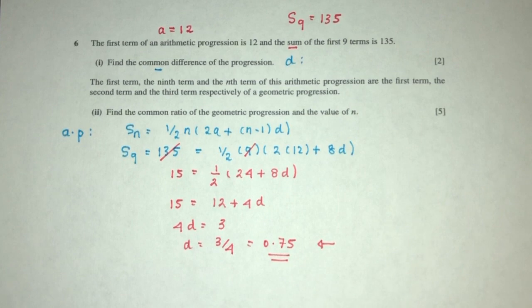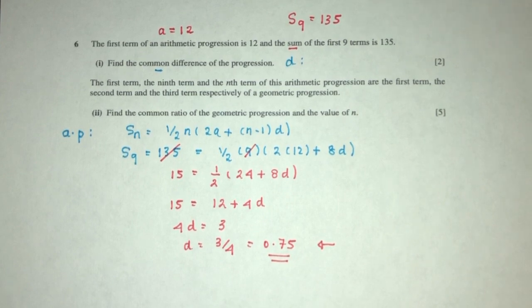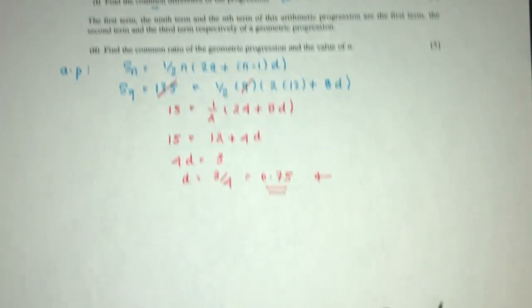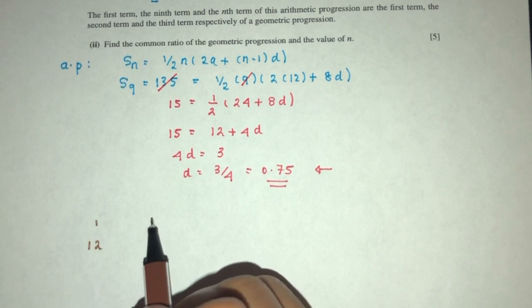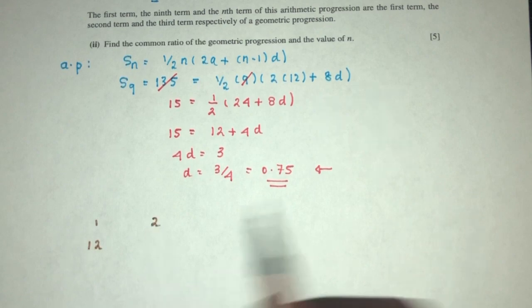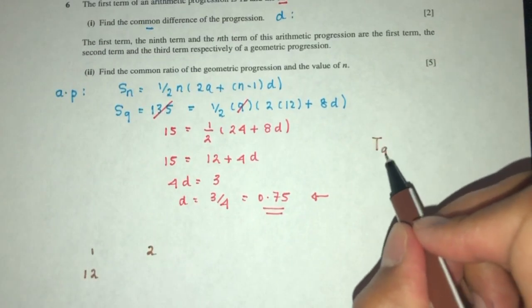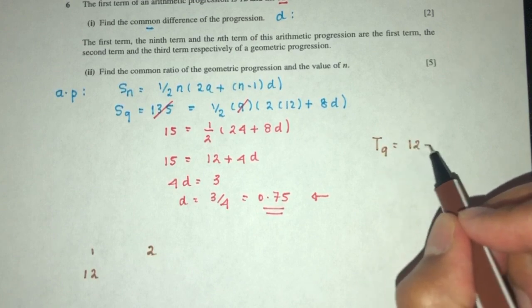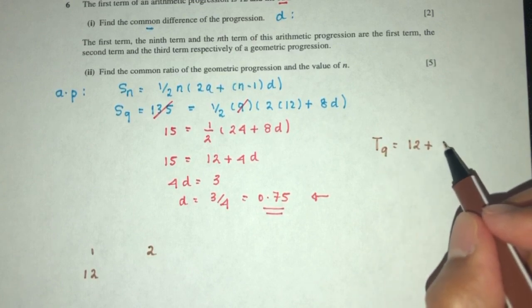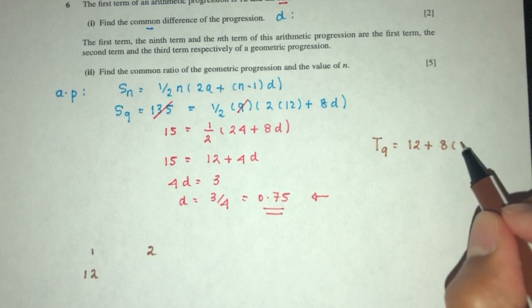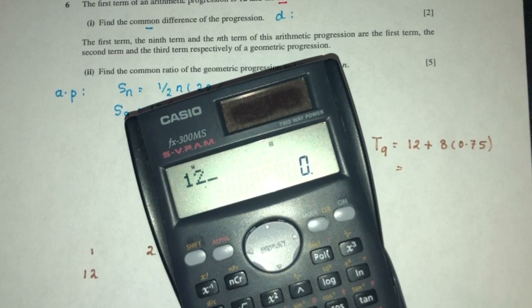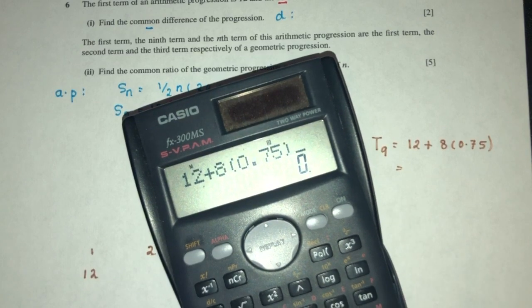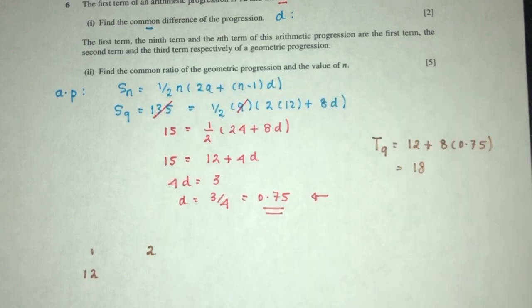Now part 2. The first term, the 9th term, and the nth term of this AP are the first term, second term, and third term of a GP. So pretty easy. First term will be 12. The 9th term will be what? 9th term, let's find out. The 9th term will be a, 12, plus n minus 1 should be 8 times d. d is 0.75. Let's see what happens. 12 plus 8 times 0.75, that should be 18. So 18.